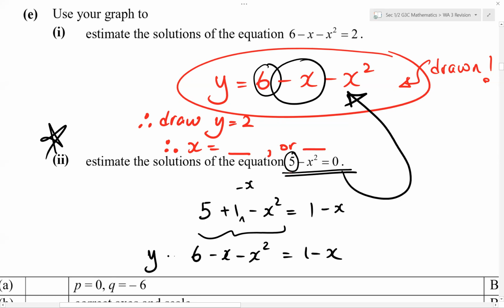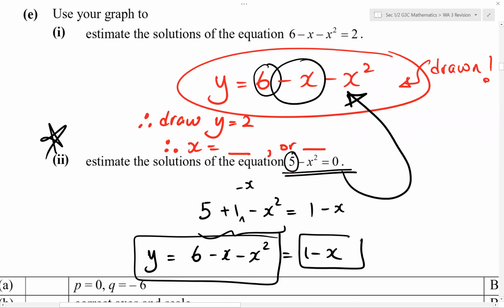We already have drawn our y equals for this portion. Therefore, we need to draw y equals to this. Where they intersect will be the solution. Okay?